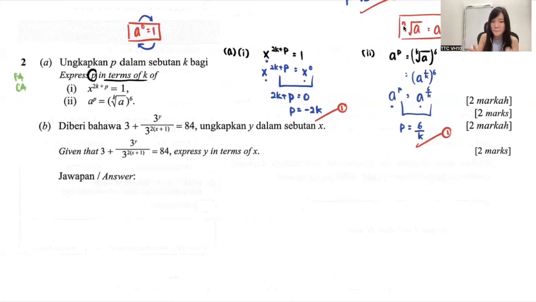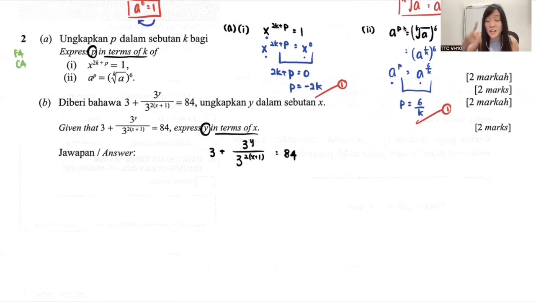In SPM, B, they say, given that 3 plus 3 power y over 3 power 2 bracket x plus 1 is equivalent to 84. Express y in terms of x. So again, you're going to find y equals blah, blah, blah, x. So first thing first, I repeat again, forever start from the same base. So everything is base 3. Maybe you tell me, teacher, 84 cannot be base 3. Maybe you can try. So 3 power 3, 27. 3 power 4, 81. 3 power 5, 243. Really cannot work. So cannot, what can you do? Actually can. You know why? Because when you look at it, 84 is a pure number.